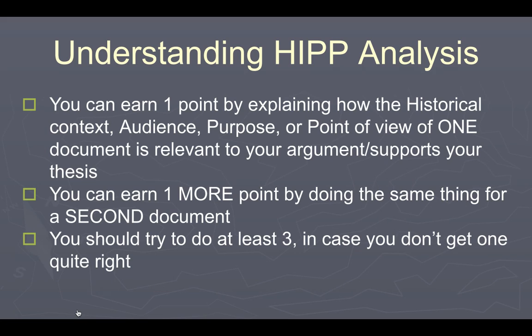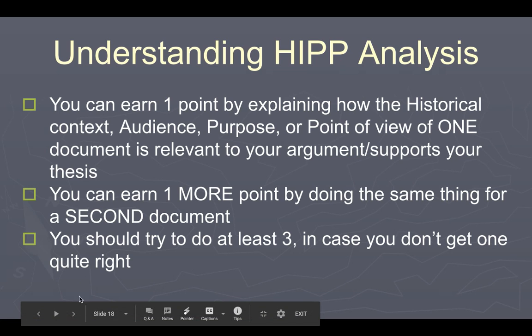And in reality, this is something you should be doing anyway whenever you use a document in your writing. It's actually something you probably already do in your English classes when you do use like an excerpt or a quote from a book. It's the part where you add sort of the commentary in. It's just the historical version of commentary. You actually have up to 2 points for this. Again, you get 1 point for doing it for one document. You get 2 points for doing it for 2 documents. And as I said, you should try and do it for at least 3 in case you don't get one right.